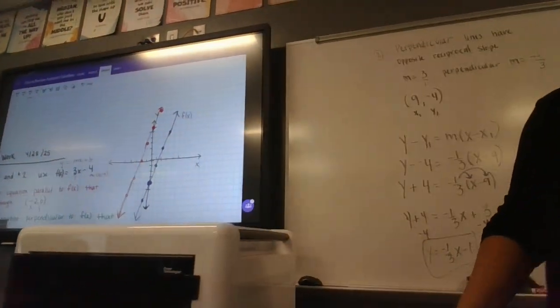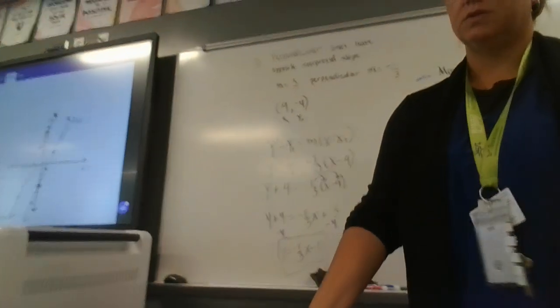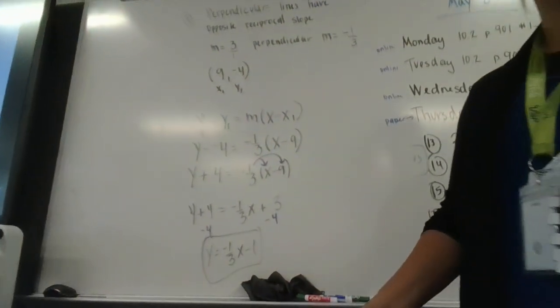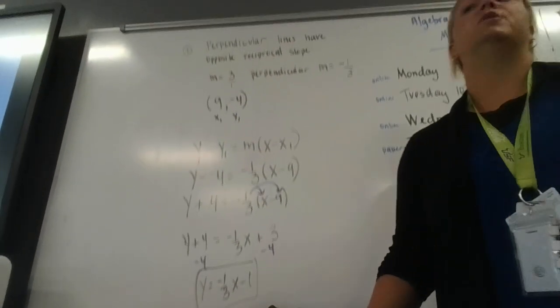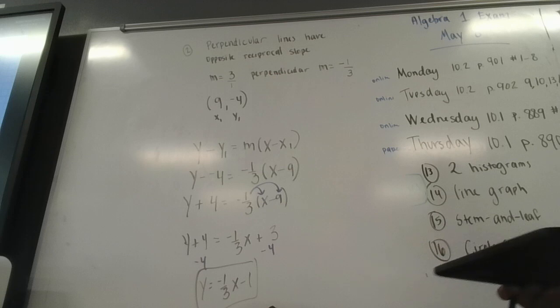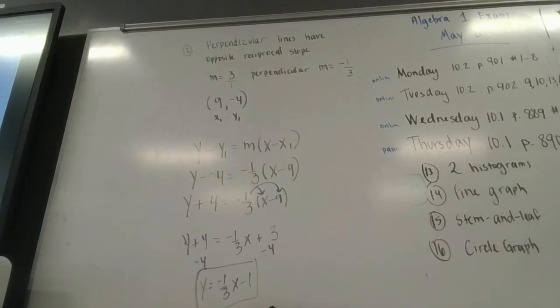So how many things are we reviewing in these 2 questions? We're reviewing point slope form, slope intercept form, parallel and perpendicular lines, and graphing. A lot of review.